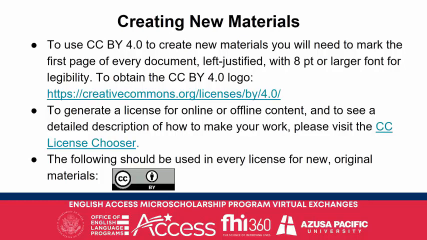To use CC BY 4.0 to create new materials, you will need to mark the first page of every document, left justified with 8-point or larger font for legibility. The CC BY 4.0 logo should accompany each mark and then be copied, pasted, and resized as necessary. To obtain the CC BY 4.0 logo, visit creativecommons.org/licenses/by/4.0/. To generate a license for online or offline content and to see a detailed description of how to make it work, please visit the CC license chooser. The following should be used in every license for new original materials.